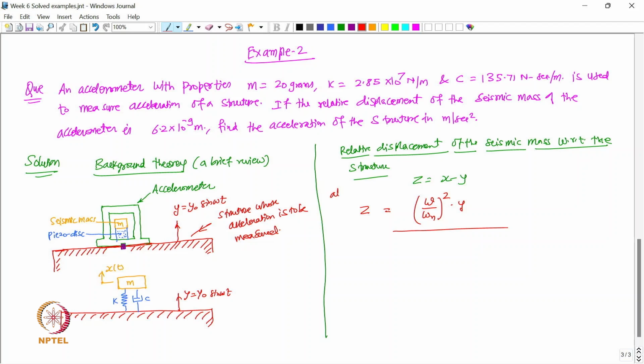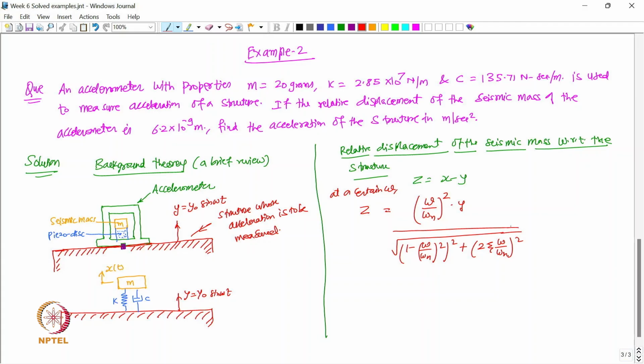So remember, this is at a certain omega, divided by 1 minus omega upon omega n whole square, plus 2 zeta omega upon omega n whole square.